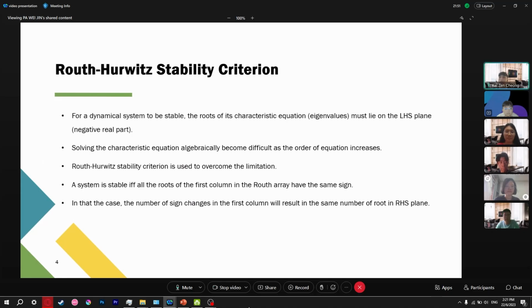Solving a characteristic equation algebraically can become difficult when the order of the equation increases. So the Routh-Hurwitz stability criterion is used to overcome this limitation. A system is stable if all the elements of the first column in the Routh array have the same sign. Otherwise, the number of sign changes in the first column equals the number of roots on the right-hand side of the plane.